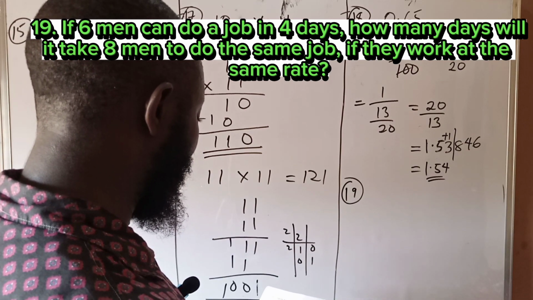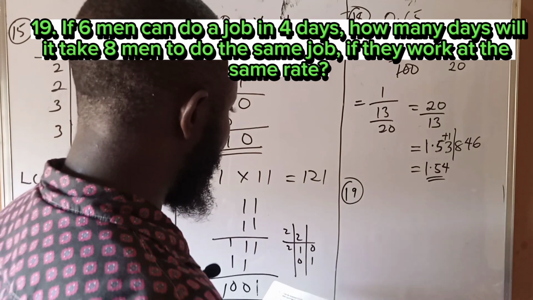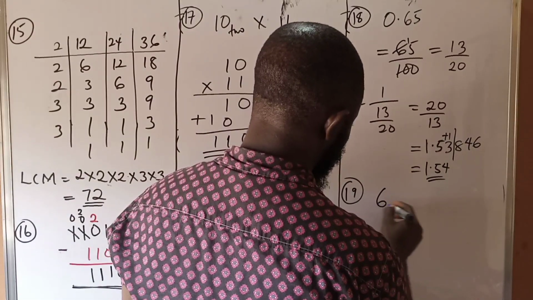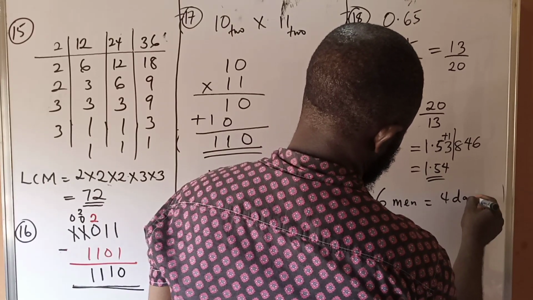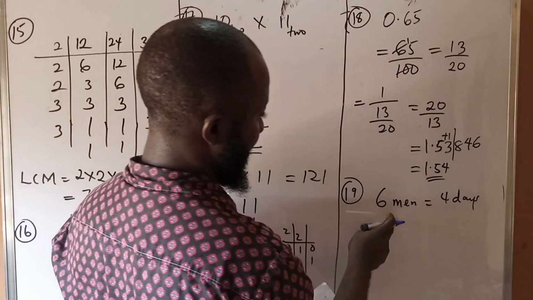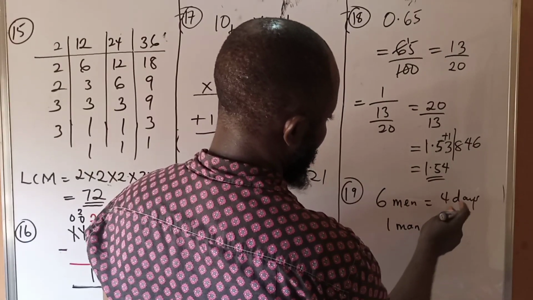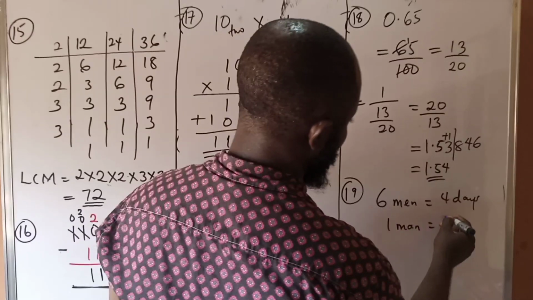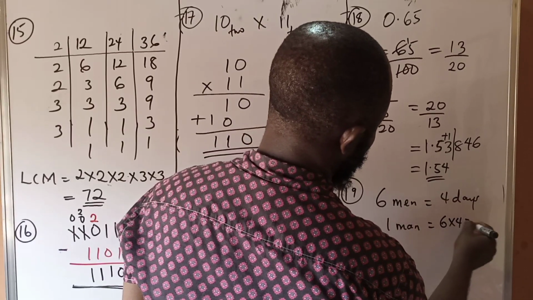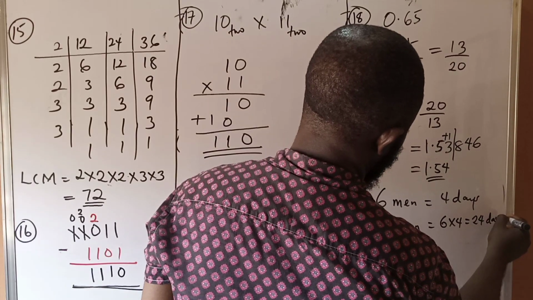Number 19. The question is, if 6 men can do a job in 4 days, how many days will it take 8 men to do the same job if they work at the same rate? So 6 men spend 4 days. If the work of 6 men is done by 1 man, this man will do the work of 6 men, so it will be 6 times 4. This man will spend 24 days to complete the job.